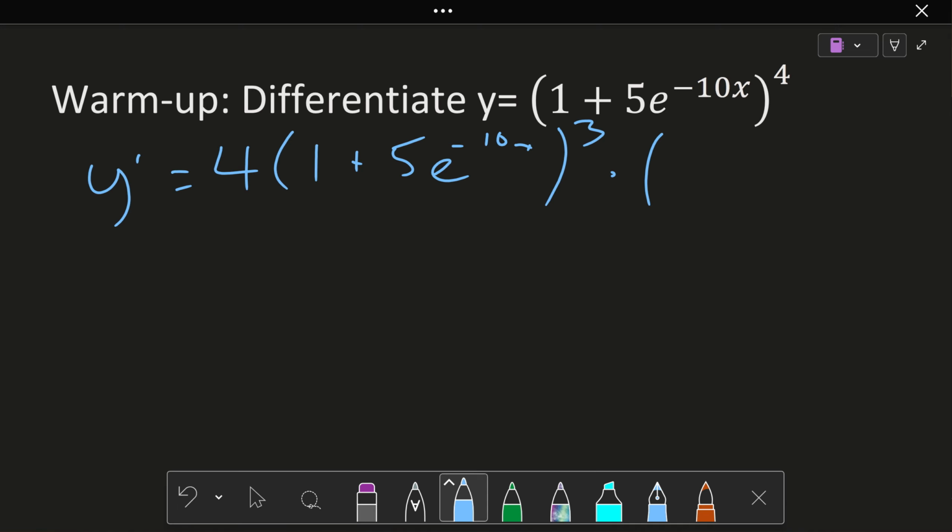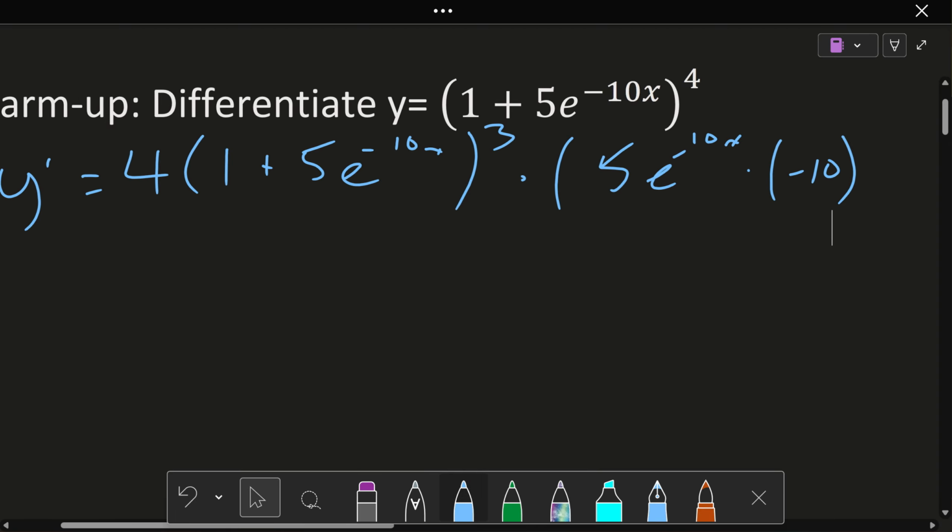So now we need to find the derivative of 5e to the negative 10x. Okay, well, it says that we just kind of write the function as is. And then we times that by the derivative of the exponent. And now we can just try to clean this up a little bit.